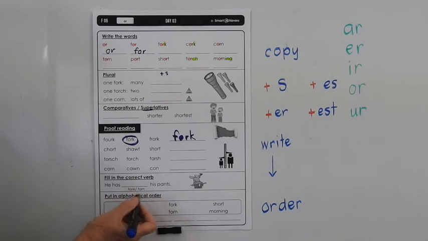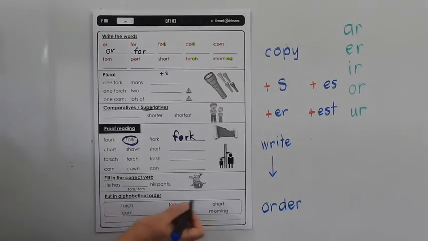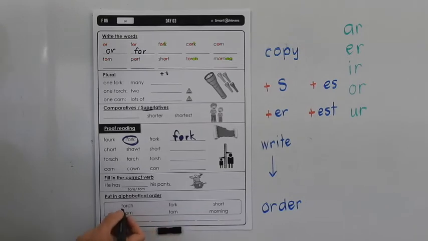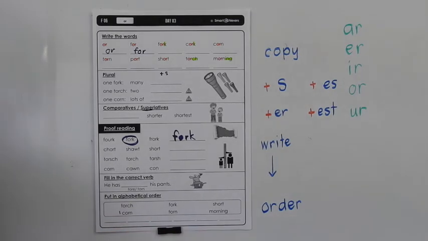Put in alphabetical order. You know you have to say the alphabet. When you find a word starting with that letter, we're going to number them. So A, no. B, no. C, yes, we've got a C, so I'll put a number 1 there. You can finish the rest of those, and then you've got to write the words on that line down the bottom.